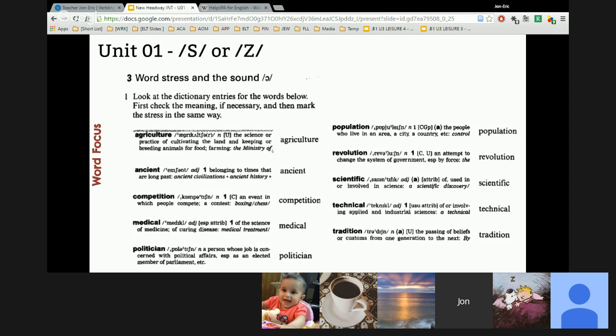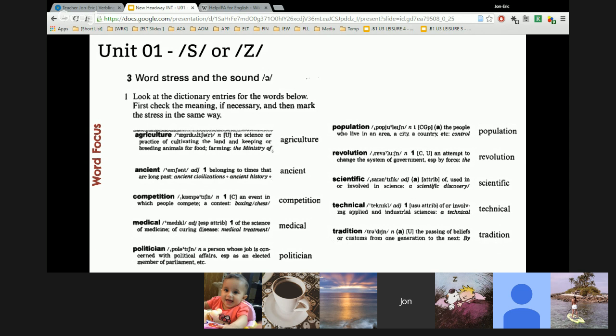Okay, very good. Ahmed, I want you to do the second word on the left side. Revolution. Very good. How many syllables total? I think 2. No, not 2. I'm counting 4. I count 4 syllables. 1, 2, 3, 4. Okay, 4. Okay, and where's the stress? Which syllable? First, second, third, or fourth? No, it's the second.